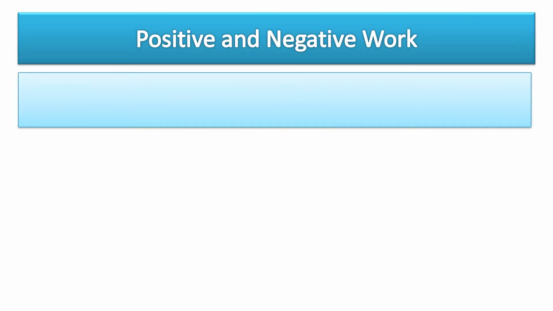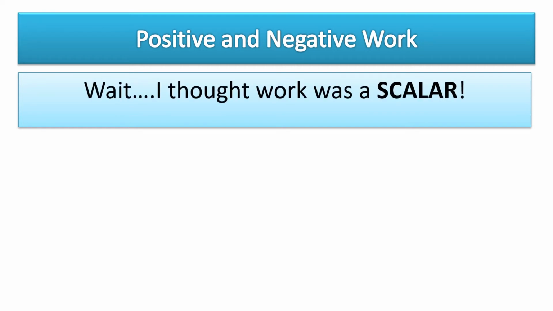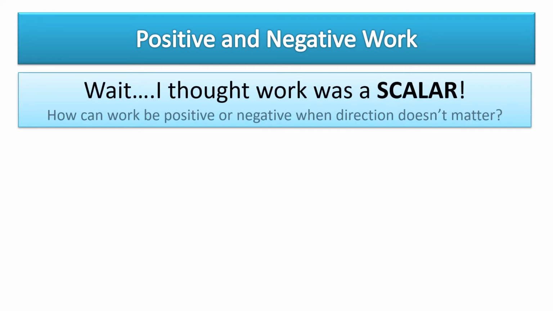Let's get into it a little bit more. So positive and negative work. Wait, I thought work was a scalar. How can work be positive or negative when direction doesn't matter, right? Scalar quantities, direction doesn't matter. We're not talking about a vector. You don't have work with arrows. And we've been using positive and negative to describe the direction of vectors. Yes, that is true. But don't forget, scalars can be positive and negative as well.